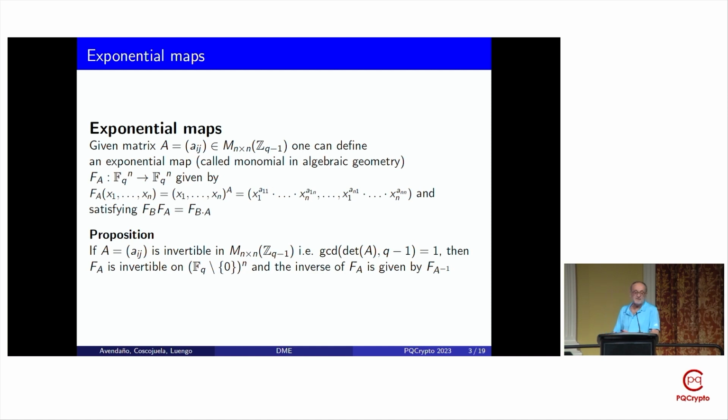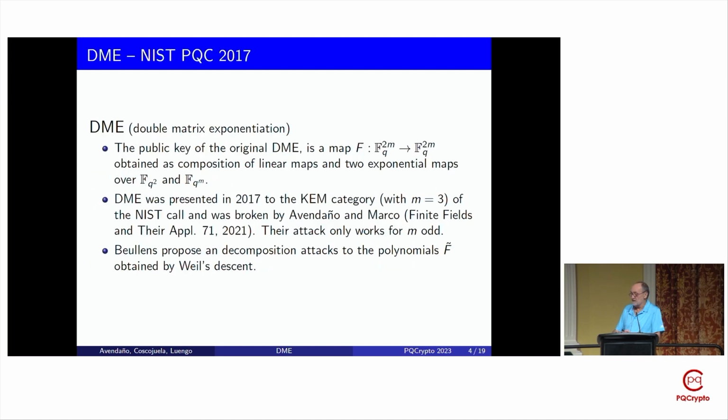If the matrix of exponents is invertible, then the exponential map is also invertible, given by an exponential with the inverse matrix. This is the main result that we use to build DME. Then DME, as I say, is based on exponentials.